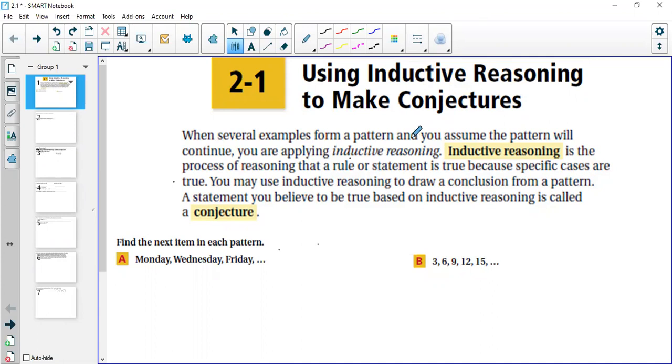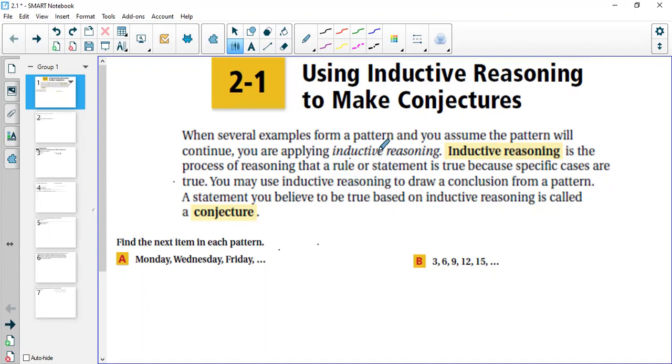Rather than always solving and showing the steps, this is a different kind of lesson, because here we are going to first think about how we are going to think, and we are going to learn more about patterns and how they are related to math, right? So to start with, this is about using inductive reasoning to make conjectures.